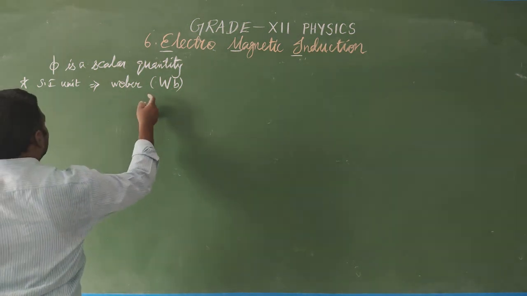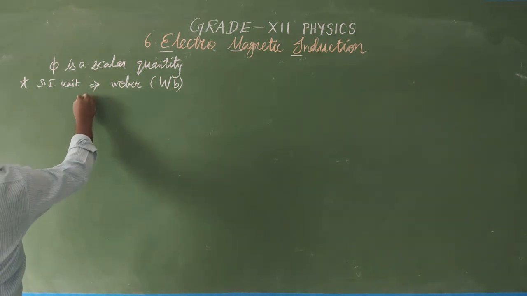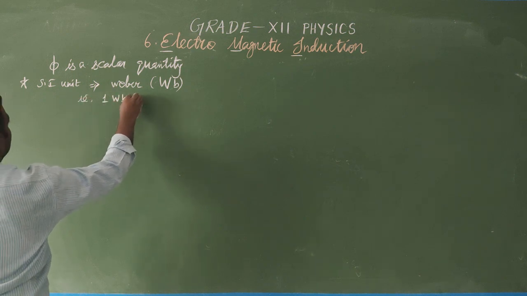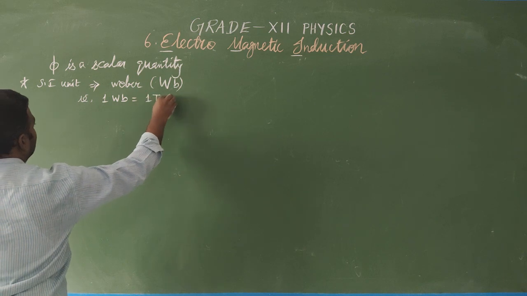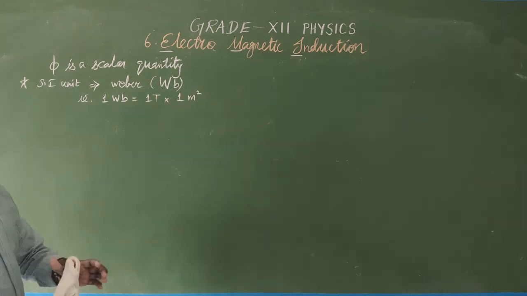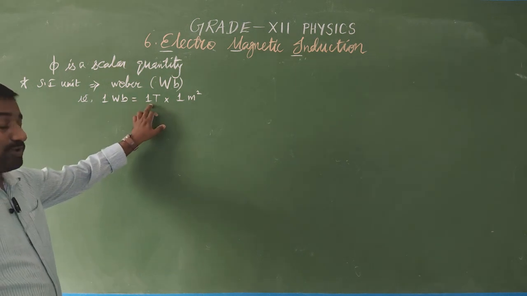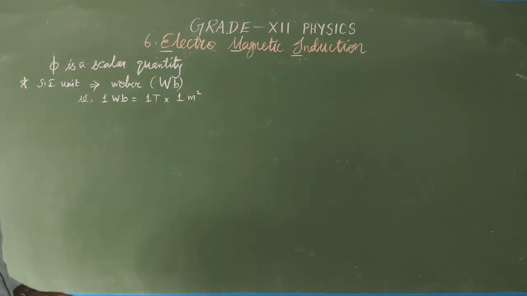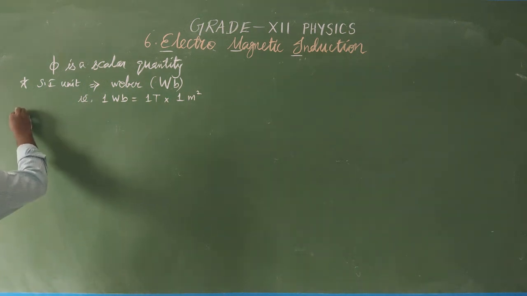So the relation between the flux and the magnetic field: 1 Weber is equal to 1 Tesla into 1 meter square. So if the magnetic field is 1 Tesla in an area of 1 meter square, then the magnetic flux created in the region is 1 Weber. But we also have a CGS unit.